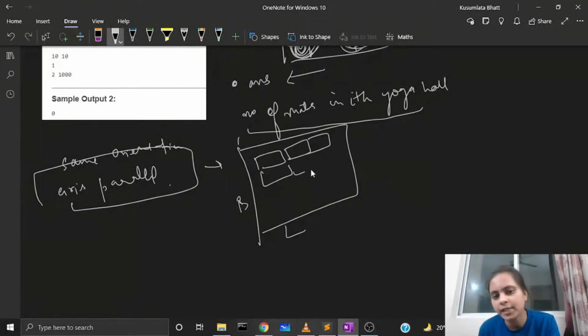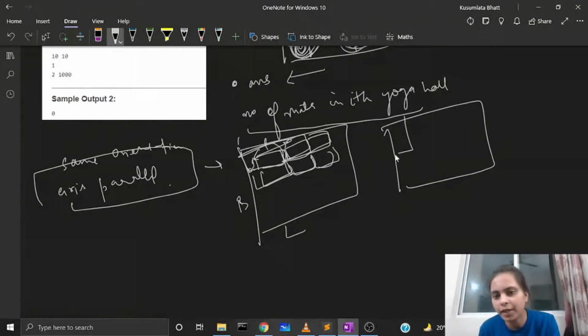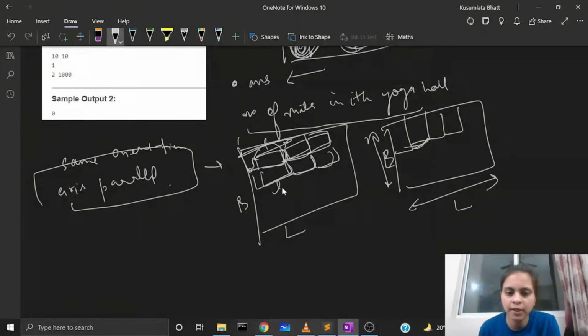keep all of the mats by length. So here it will be length and breadth, and we will keep it by the corner, or either we can keep them by breadth, that is in this manner. So here it's capital B and capital L. So we have only two options, when we are keeping by length and when we are keeping by breadth. So we can calculate the number of mats in the first case and in the second case, and then we can take the maximum of both of the cases.